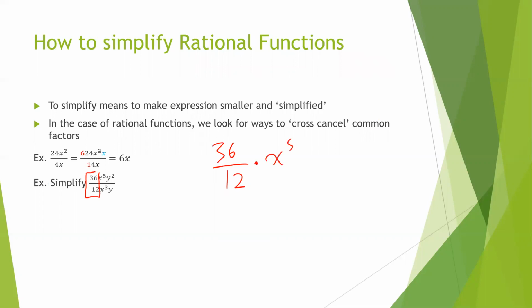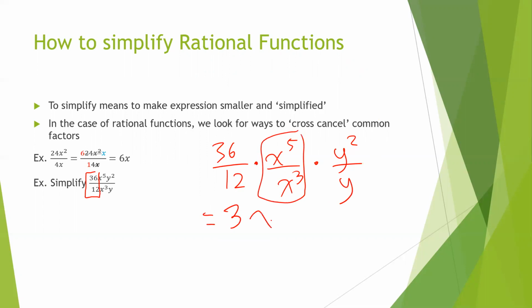Then we look at the powers of x, and we try to see if we can simplify those. And then we look at the powers of y and see if we can simplify those. Well, first thing, we take 36 and we divide by 12. We know that that gives us 3. x to the power of 5 divided by x to the power of 3 becomes x to the power of 2. And finally, y to the power of 2 divided by 1 y just gives us y itself.